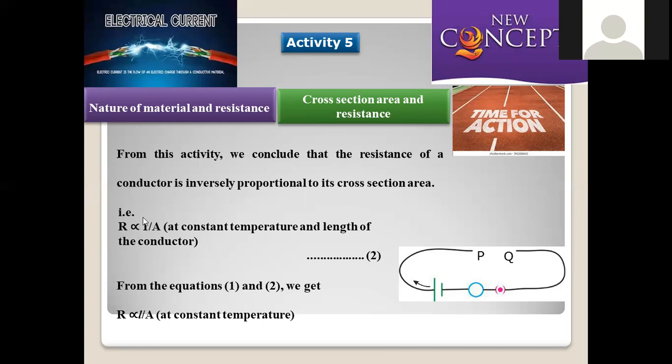That is clearly depicted as R denotes what? Resistance is proportional to 1 by A. Here, A is nothing but what? Cross-sectional area. So here both are not the same. One is a numerator value and the other is a denominator value. This indicates what? Both are inversely proportional to each other.